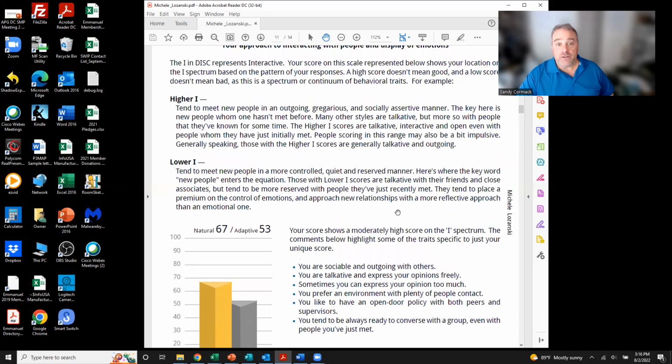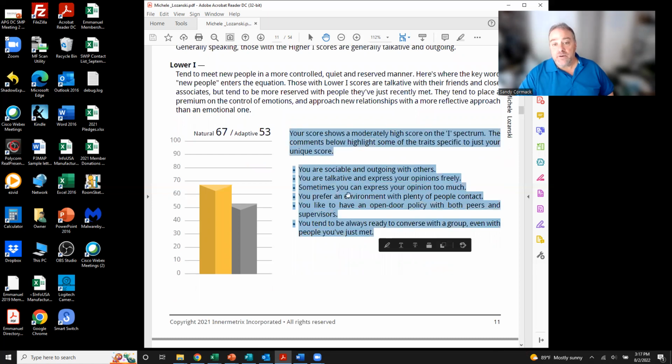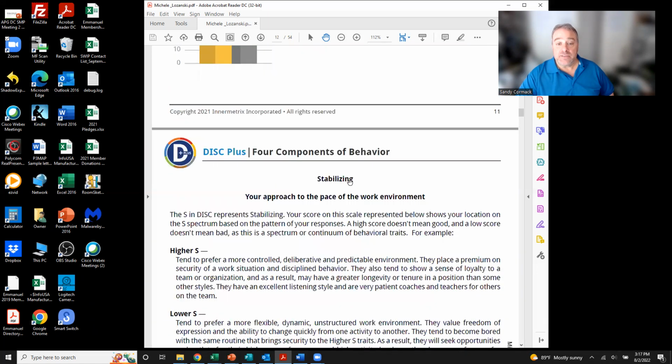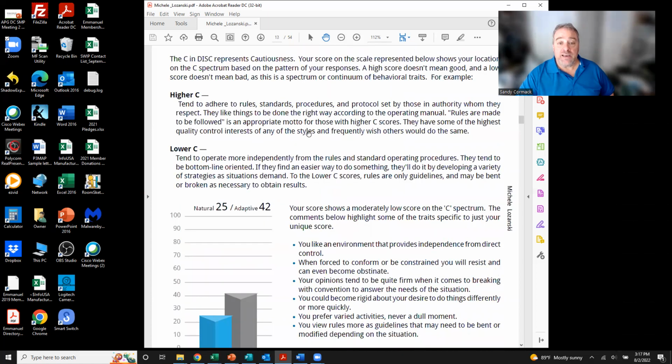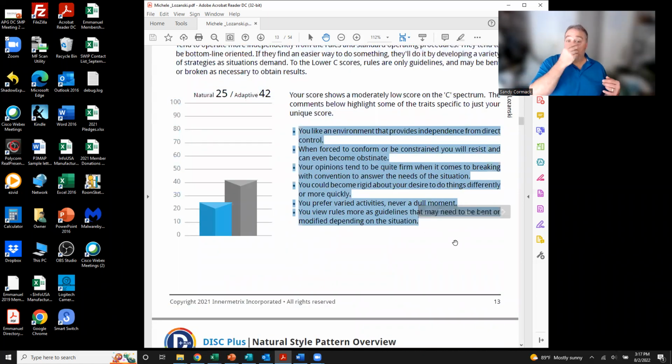And there's 1 page for each one of the dimensions. So do that for every one of these pages, all 4 of these. Go through and highlight the bullets, okay, that apply to you. So here are the bullets for the I, here are the bullets for the S, and then here are the bullets for the C. So when you're done, you now have a really good set of behavioral traits associated with you.